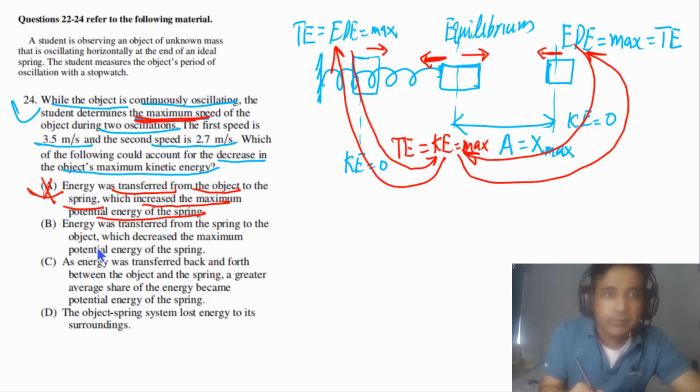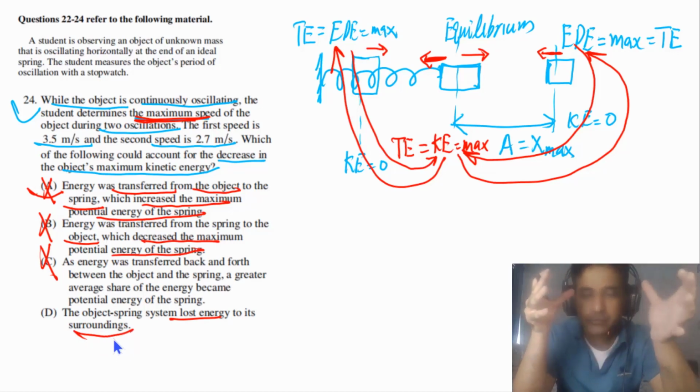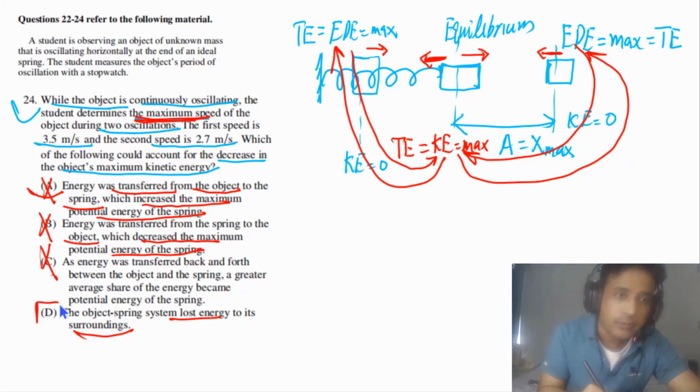The energy was transferred from the spring to the object, which decreased the maximum potential energy of the spring. This is also incorrect. As energy was transferred back and forth between the object and the spring, a greater average share of the energy became potential energy of the spring. Incorrect. The object spring system lost energy to its surroundings. So if maximum speed is lower, it means the system has lost energy to the surroundings. So the answer for this question is D.